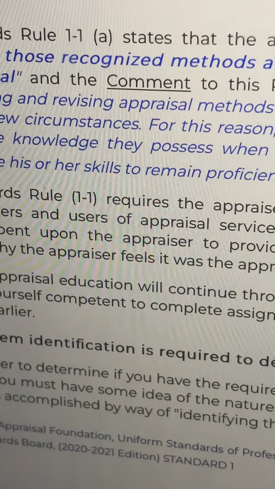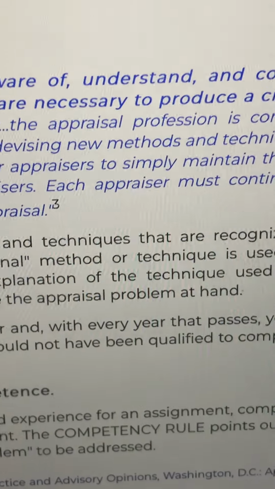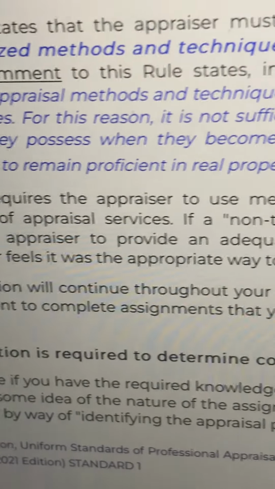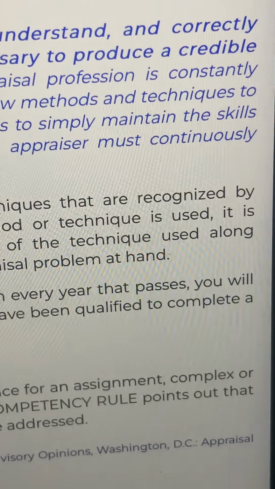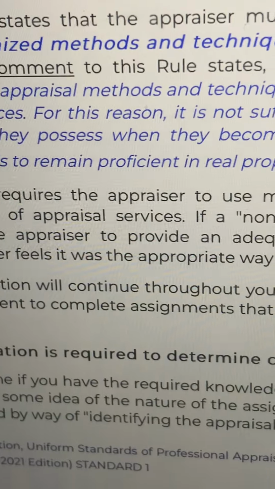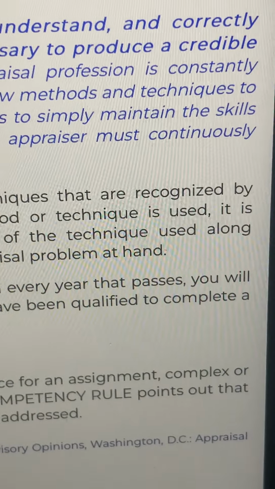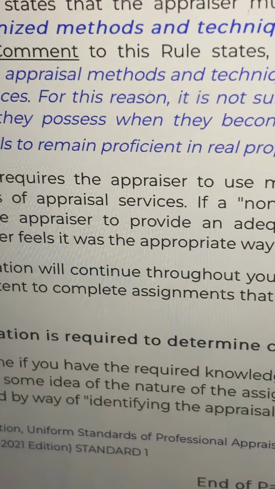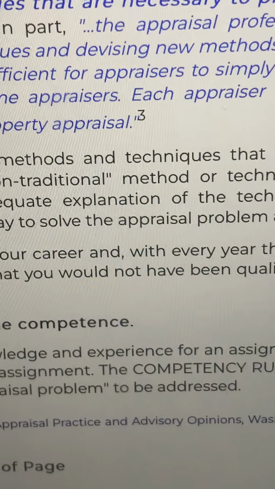Standards Rule 1-1 requires the appraiser to use methods and techniques that are recognized by appraisers and users of appraisal services. If a non-traditional method or technique is used, it is incumbent upon the appraiser to provide an adequate explanation of the technique used, along with why the appraiser feels it was the appropriate way to solve the appraisal problem at hand.